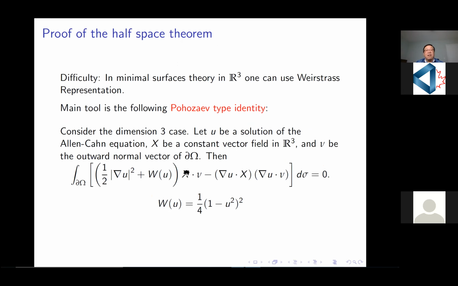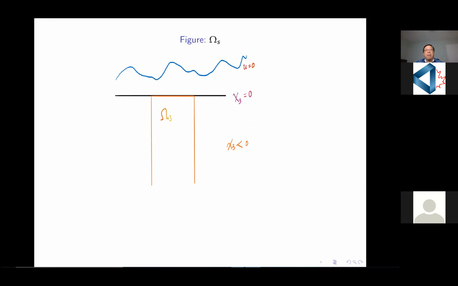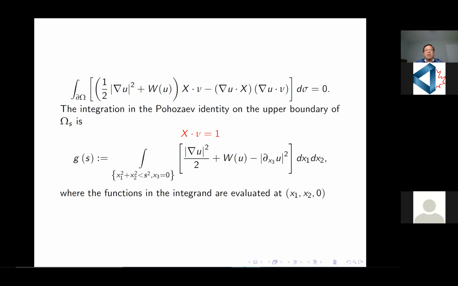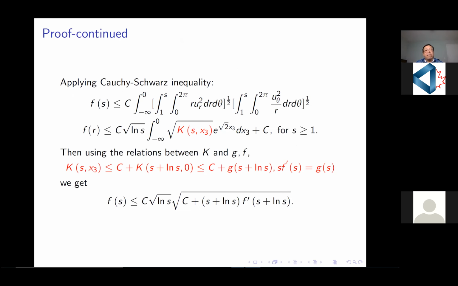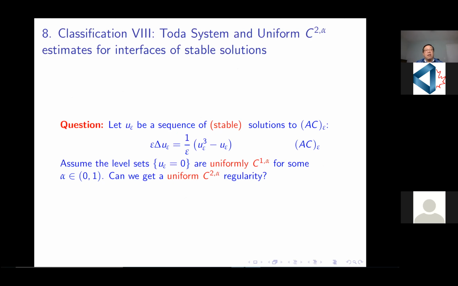So this is the proof of the half space theorem. Okay. Any questions? Any remarks? I'll go to the last one.